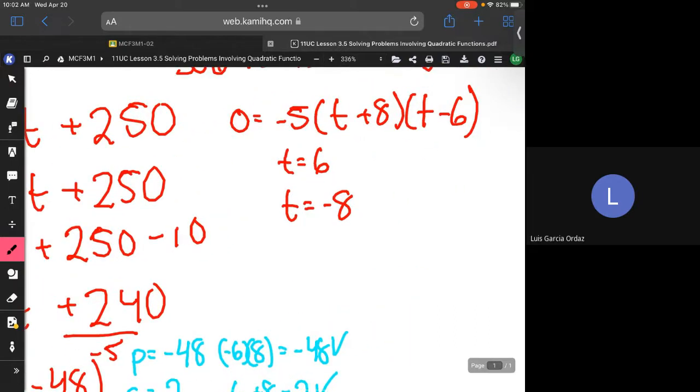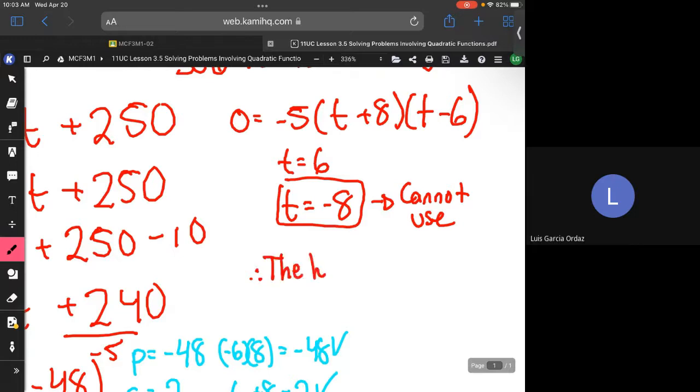So it says my ball is going to hit 10 meters at two different times. Which one can we not use? We cannot use negative 8 because there's no such thing as negative time. So what would your therefore statement be? Therefore, the height of the ball is 10 meters at 6 seconds. Perfect.